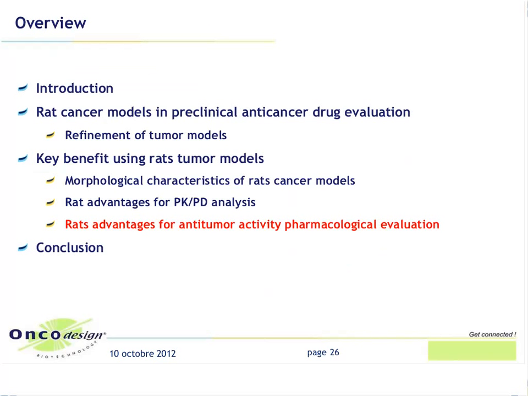It is well known that the more common application of rats in cancer research is to screen compounds for toxic side effects. Due to a similar metabolism and pharmacokinetic profile, a major advantage for anti-tumor activity pharmacological evaluation is the similarity between doses in rats and humans.